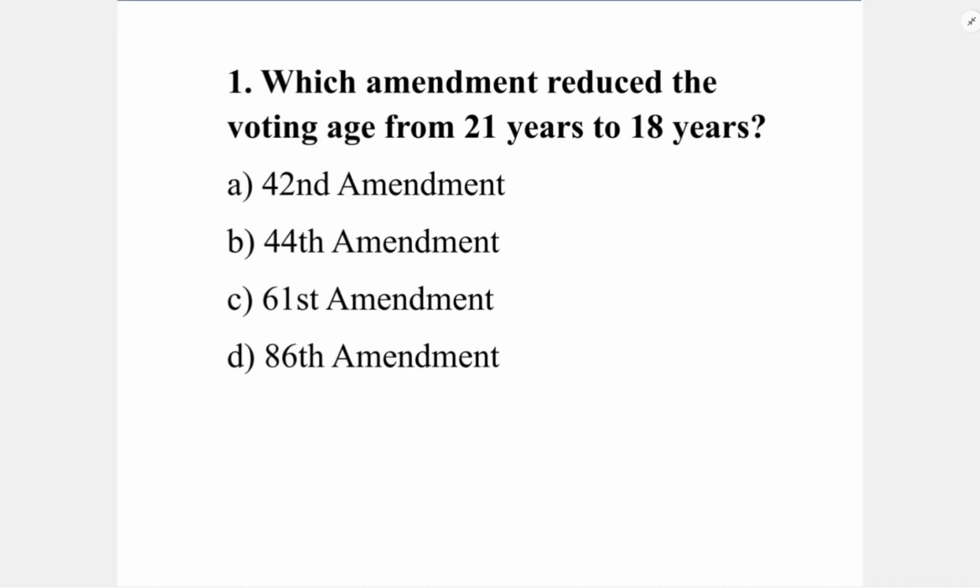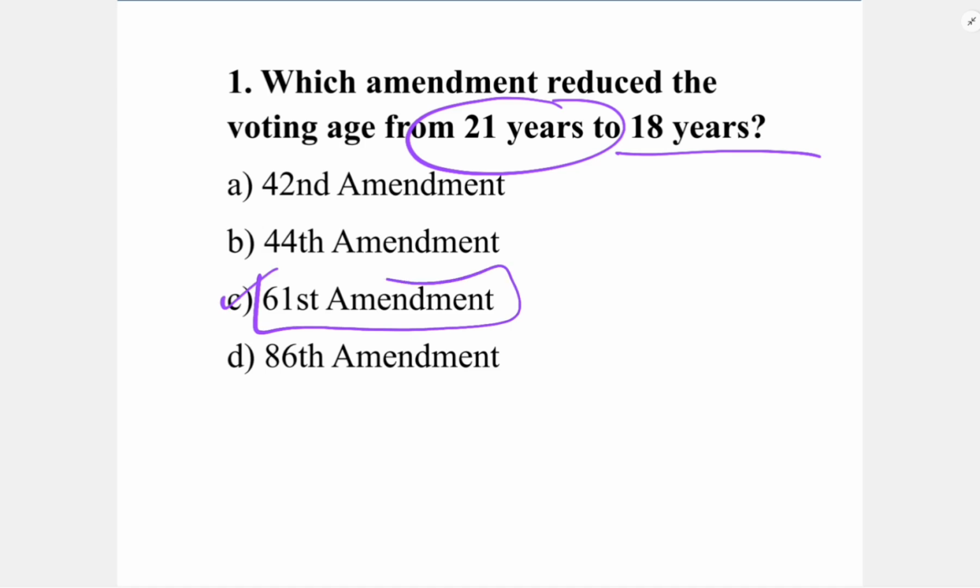The first question: which amendment reduced the voting age from 21 years to 18 years? Option A, 42nd Amendment, option B, 44th Amendment, option C, 61st Amendment and option D, 86th Amendment. So the correct answer is option C, 61st Amendment. Through this amendment, the voting age has been reduced from 21 to 18 years.